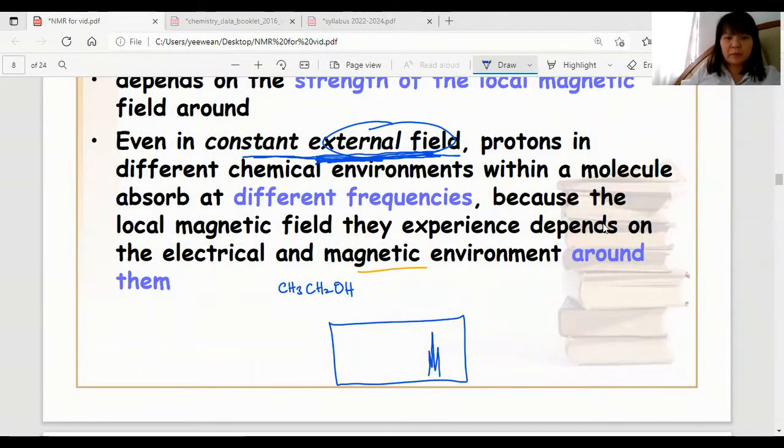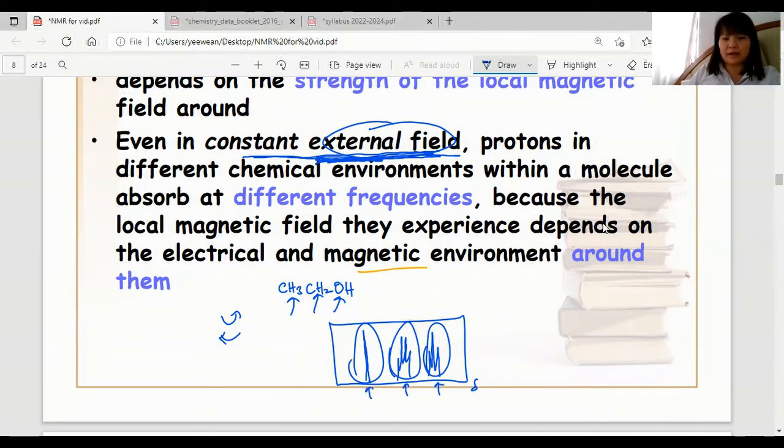So the proton spin explains why we have certain sets of peaks. There's 1 environment, 2 environments, 3 environments, so 3 sets of peaks. But it doesn't explain why it is here, why it is here, and why it is here. Why is the chemical shift as such? That can be explained by the electrons.